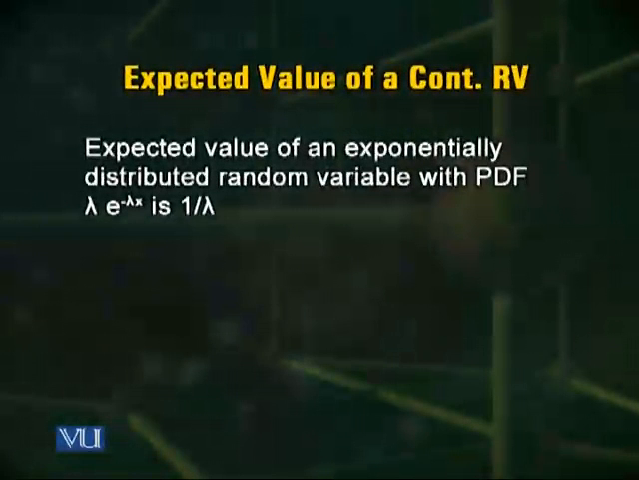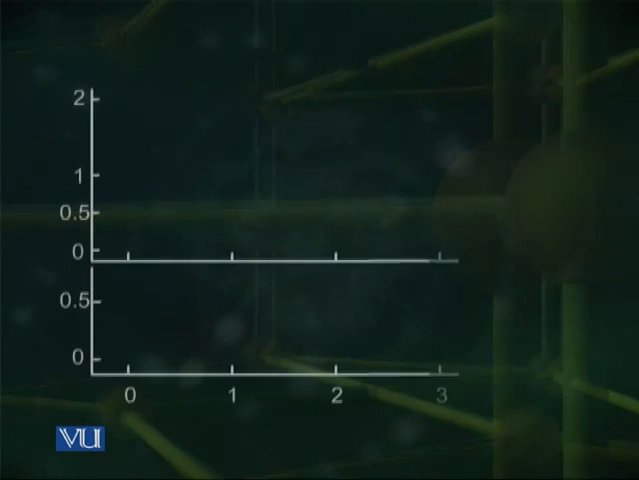Let's look at the expected value or mean of other continuously distributed random variables. Let's start with the exponentially distributed random variable. The exponentially distributed random variable, whose PDF is given in the form of lambda e raised to the power minus lambda x, has a mean value which is given by 1 over lambda. So if you choose different values of lambda, the shape of the PDF changes, and so does the location of the mean value or the expected value.